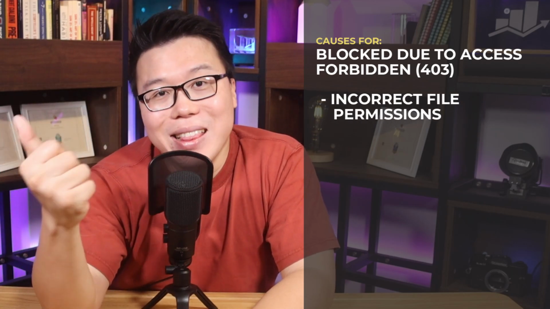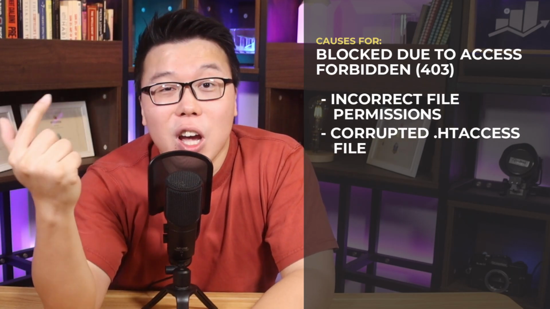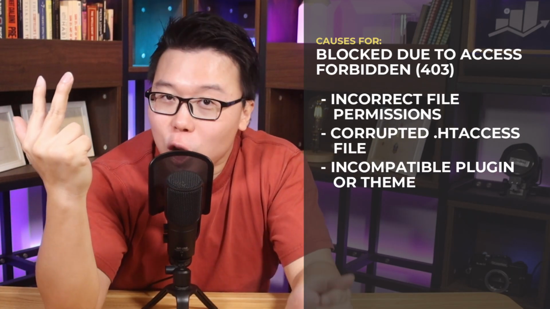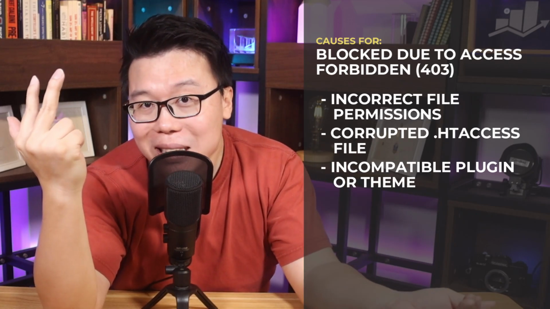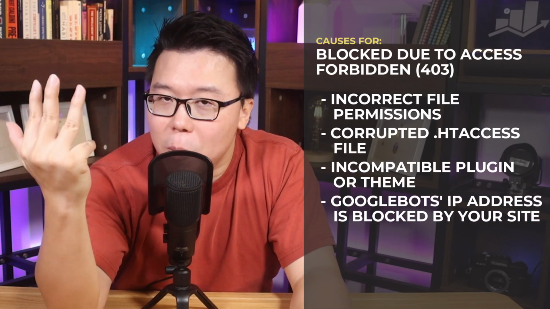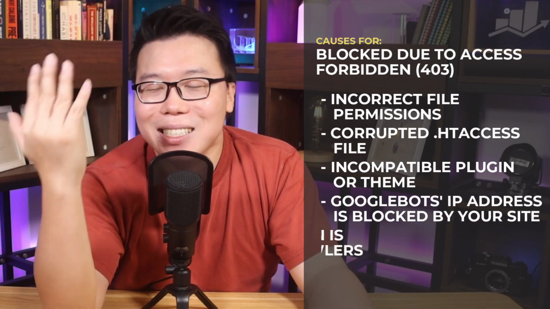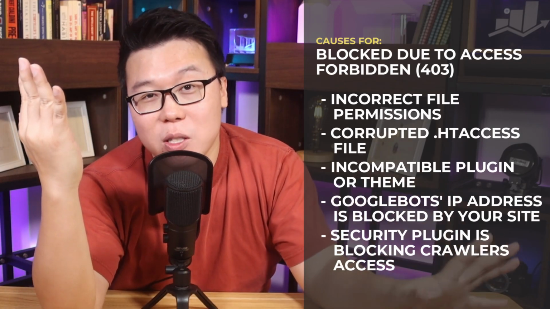When Googlebot visits your site and tries to crawl pages and resources, your web server tells them that they do not have permission to do that, and that's the reason your pages fall into this error report. There are a couple of causes for the 403 issue. Number one is incorrect file permission, then a corrupted .htaccess file, your WordPress plugin or theme is not compatible with the latest version of WordPress, the IP address of the Googlebot is banned on your site, and the security plugin is blocking Googlebots for some reason.